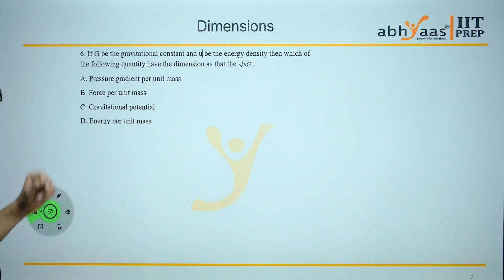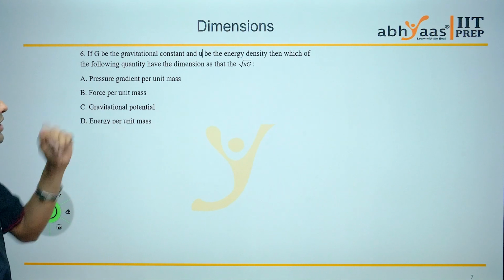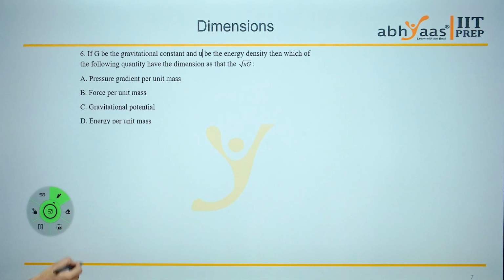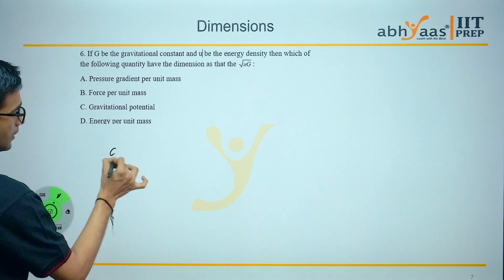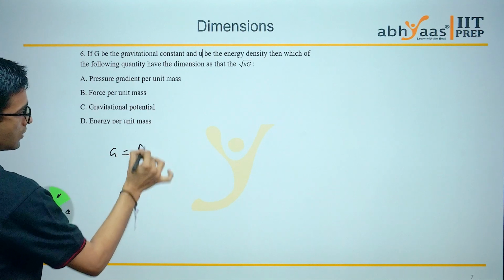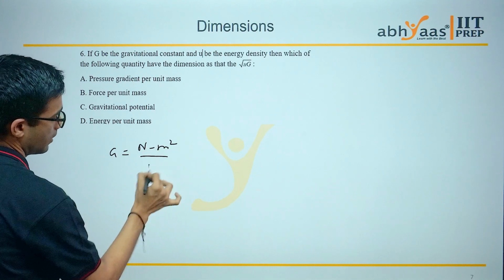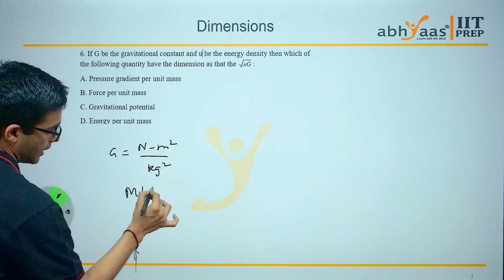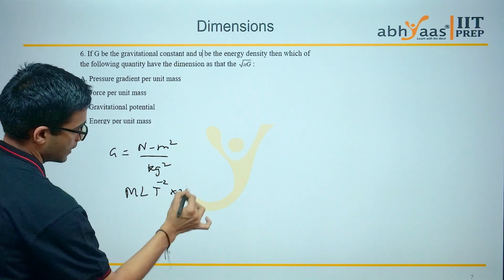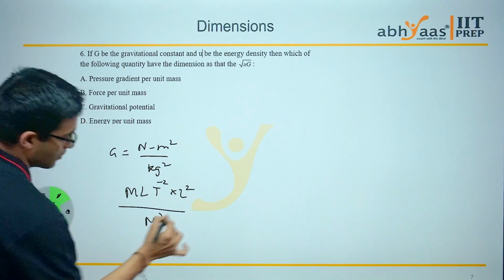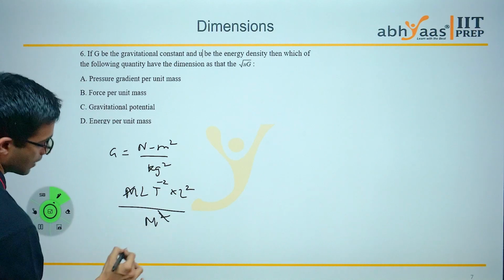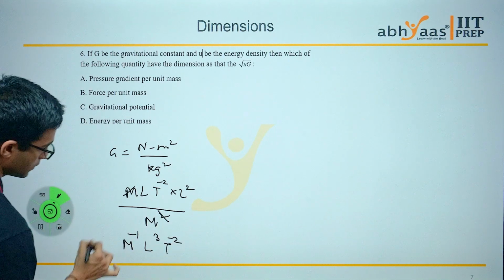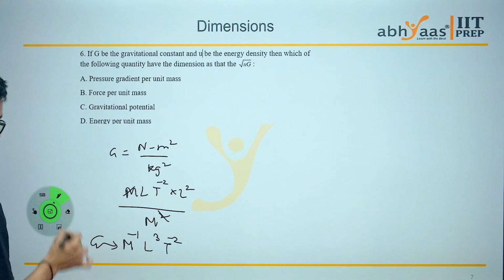Next one. So similarly you have gravitational constant, energy density. Gravitational constant G is equal to Newton meter square by kg square. Newton means force units, that is M L T power minus 2 into L square by M square. Okay, one M gets cancelled. So what you will get? M power minus 1 L cube T power minus 2. This is the units of G.